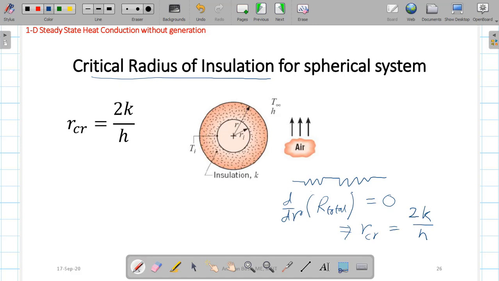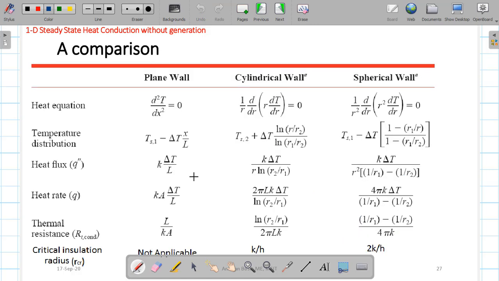I am leaving this calculation to you. If you find any problem, we will definitely discuss it in the interactive session. In the cylindrical system, we saw the critical radius of insulation was k by h. In the spherical system, it is just double that, so 2k by h. Now this is very important.